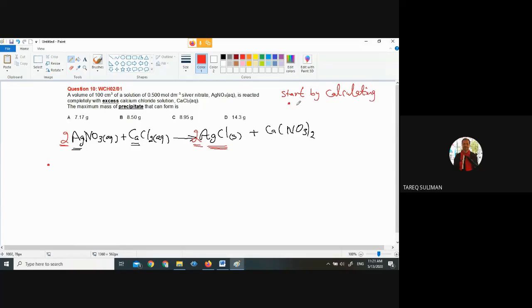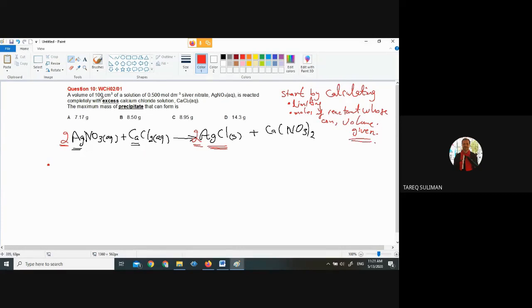If the limiting and excess are identified, calculate the moles of the limiting reactant. Or if we don't have limiting and excess, then calculate the number of moles of the reactant whose concentration and volume are given. We always do the calculation this way. This is the first step.